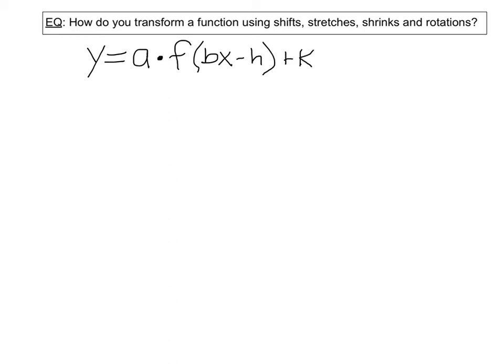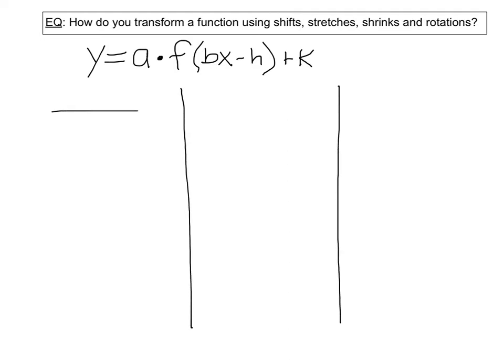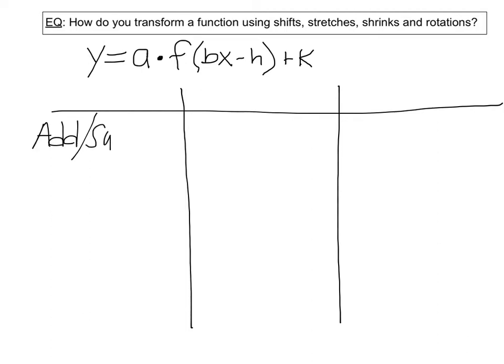And what I want to do is create a table that's going to help us organize exactly what happens when we perform these operations on the function and on the x on the inside, and see what the transformations that result are. So we're going to look at what happens when we add or subtract from the function itself, in other words on the outside of the function, or what happens when we add or subtract from the x on the inside.